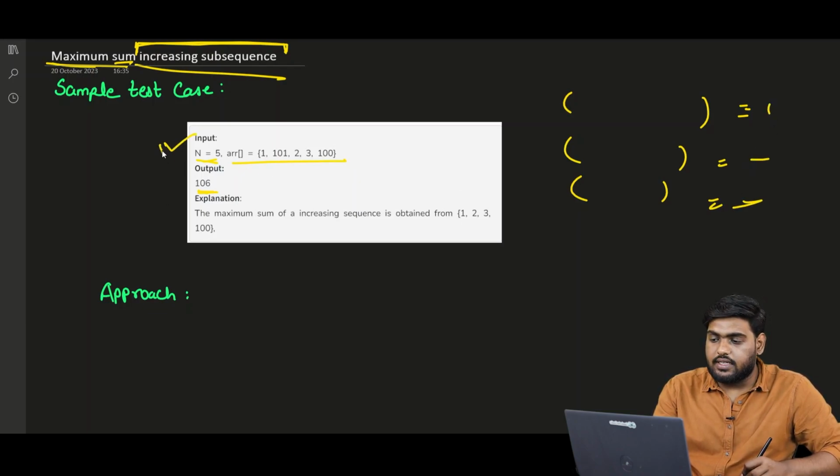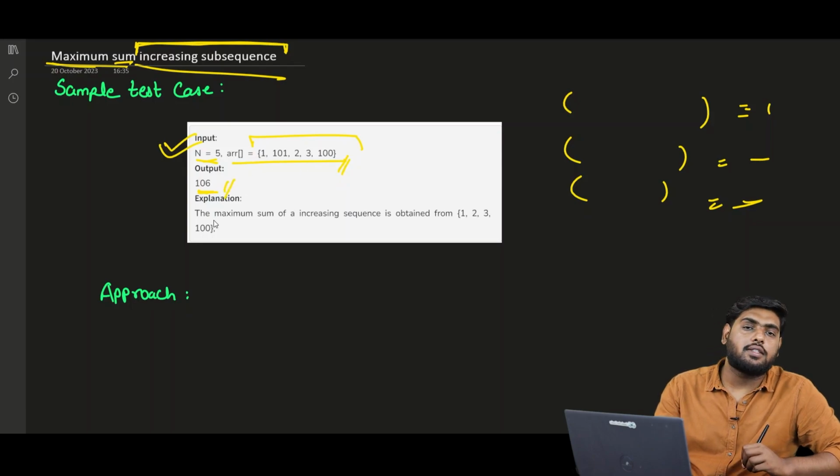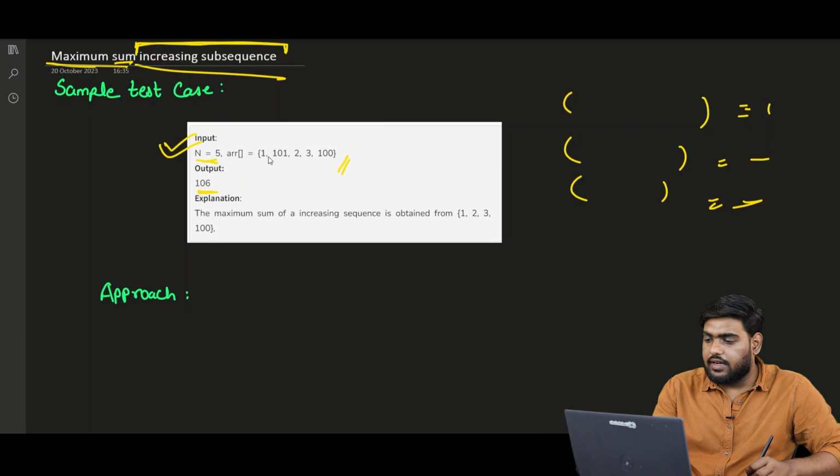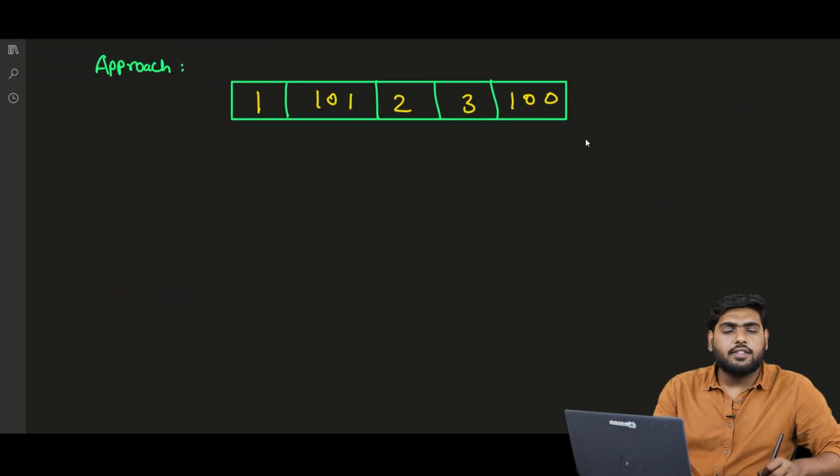According to this example, if we take the increasing subsequences in this array and find the maximum sum, it is going to be 106. So let's solve it and see if that is correct. Okay, so here is the array.